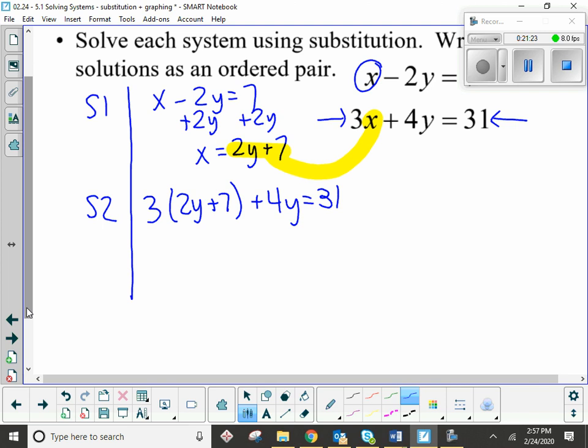Okay. So now this is the money part of the whole situation. There's no longer 2 variables in this equation. There's just one, just a y. And so now we can solve and actually get a number for it. So that's step 3. You have to distribute that 3 first. So that's 6y plus 21.